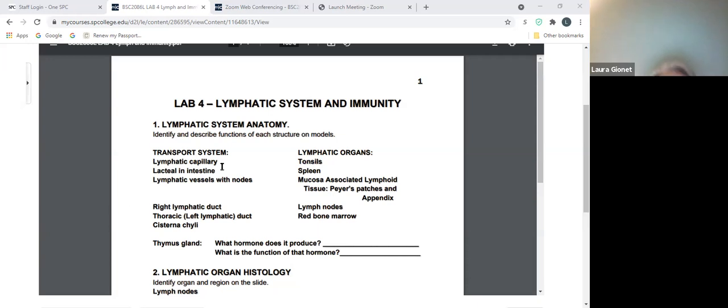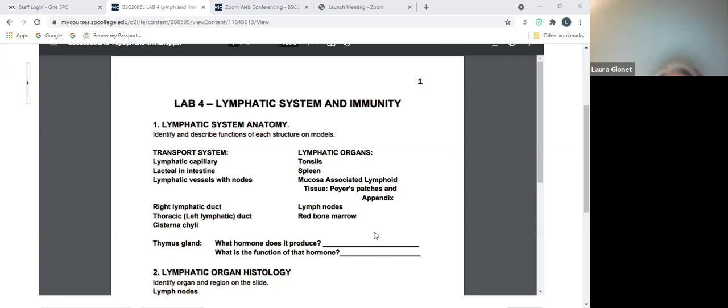And so we're going to be looking at lymphatic capillary, a lacteal in the intestines, lymphatic vessels with nodes, the right lymphatic duct, the thoracic duct, the cisterna chyli, tonsils, spleen, Peyer's patches and the appendix, which are examples of the MALT, the mucosa-associated lymphoid tissue.